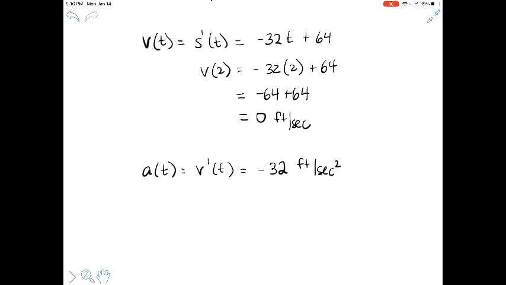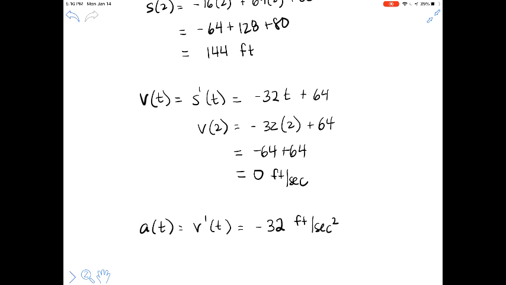And that's about as much as you need to know at this point about an application of the second or third derivative. And that would be the end of lesson 2.6.